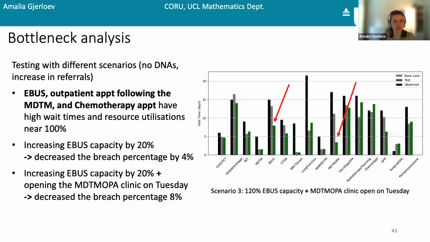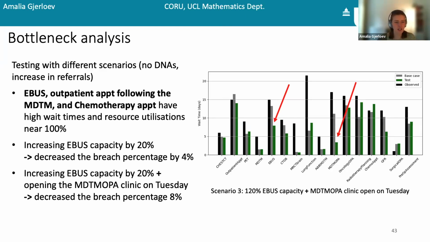And then doing a preliminary bottleneck analysis, I tested a couple of different scenarios, including the ones we just saw, no DNAs or no patient cancellations, and an increase in referrals. It looks like the e-bus, the outpatient appointment following the MDT, and the chemotherapy all had very high wait times and resource utilizations near 100%. So they seem to be the bottlenecks in the system. One of the things that Cancer Services has mentioned before is that the e-bus is a struggle, and the e-bus diagnostic is a struggle for them. So this kind of confirms some of their previous beliefs that the e-bus, yes, in fact, is a bottleneck.